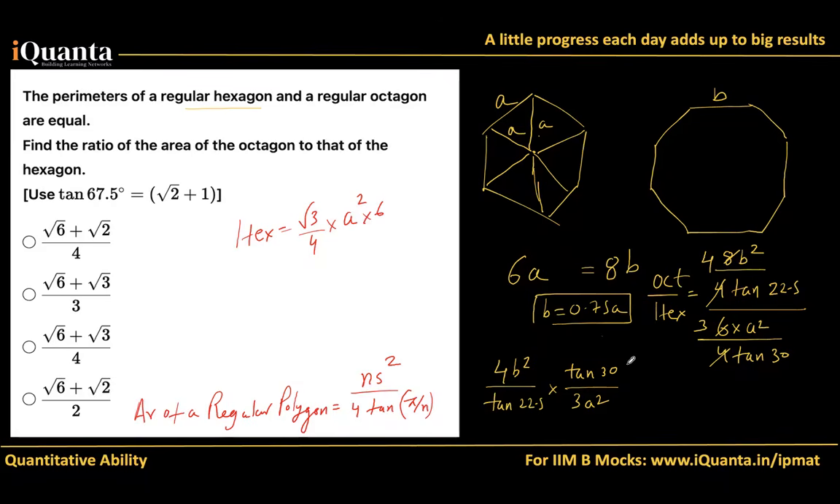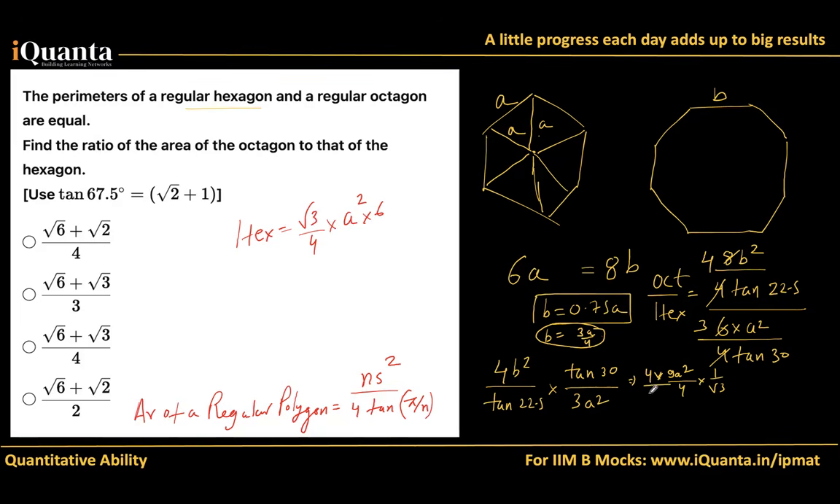Now after this, if we solve it further, what do we get? We know that 4b square, b is 0.75a, or we can say b is equal to 3a by 4. Yes or no? B can be written as 3a by 4. So let's put b as 3a by 4. 3a square will be 9a square by 4 into tan 30, which is 1 by root 3, right?